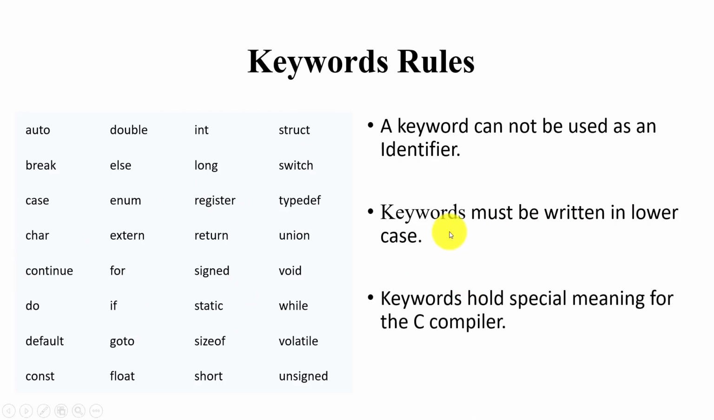The next rule is that keywords hold a special meaning for the compiler. Each word such as return, union, void, for, if, do has a specific meaning for the C compiler, and that's why they are called building blocks. To write a program we use all these keywords. So this is all about keywords.